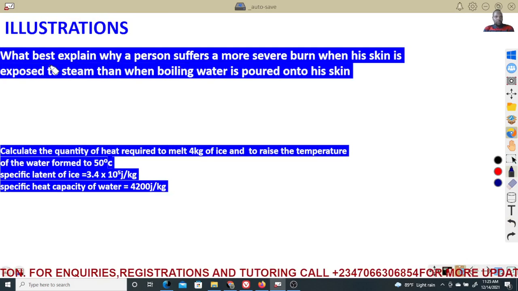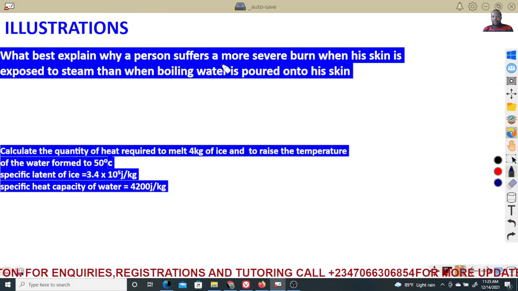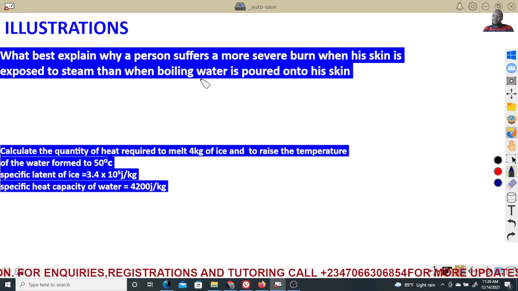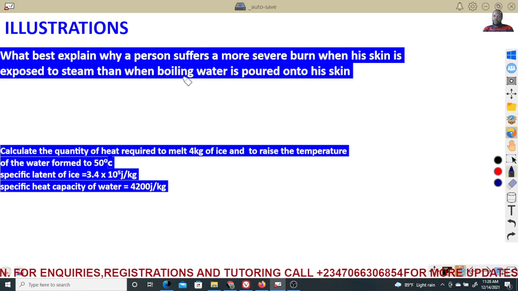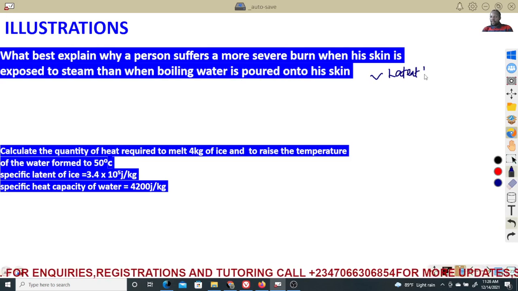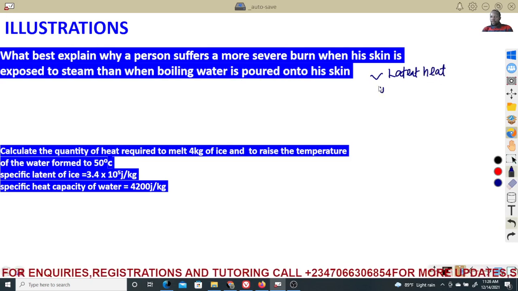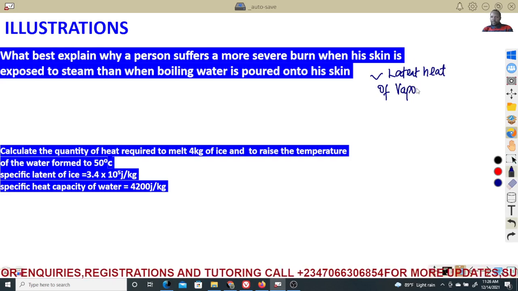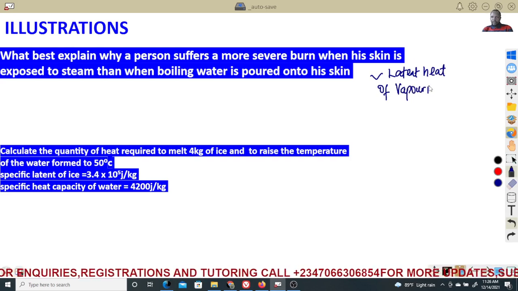So the next one, what best explains why a person suffers more severe burn when his skin is exposed to steam than when boiling water is poured onto the skin. I talked about this, and I was able to explain to you what is called latent heat of vaporization. So if you watch the concept video, this should not be a problem. I don't even know the question being said by the boy that is preparing the slide.